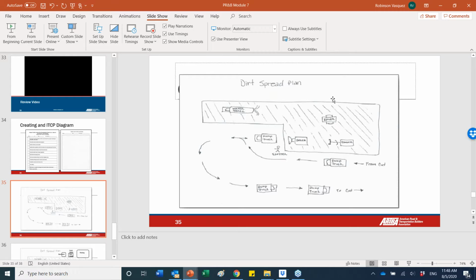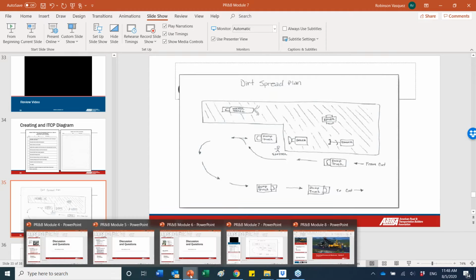and from the office, there should be instruction to share it with all the other stakeholders, other companies, DOTs, any subcontractors, and so on. So it's important to share this drawing with other parties to allow them to be aware about the internal traffic control plan.